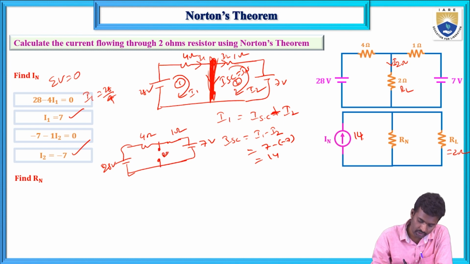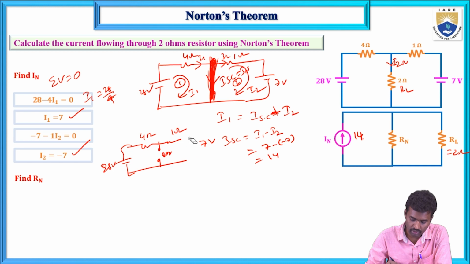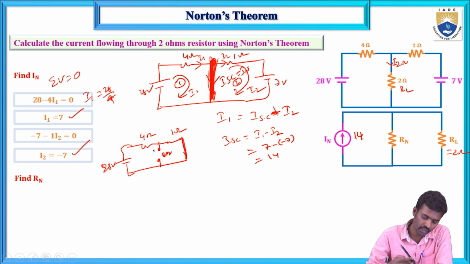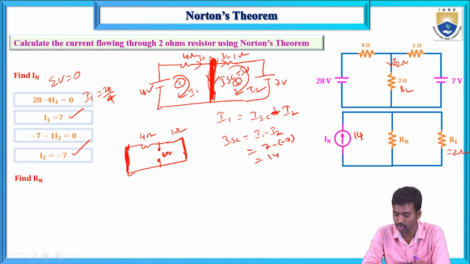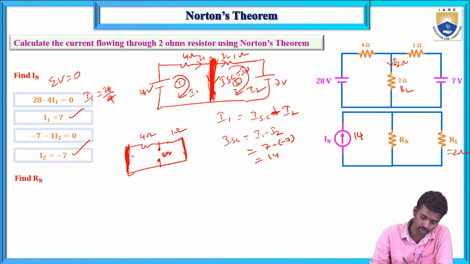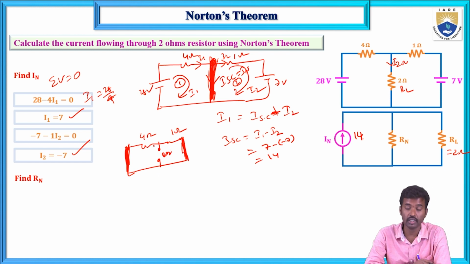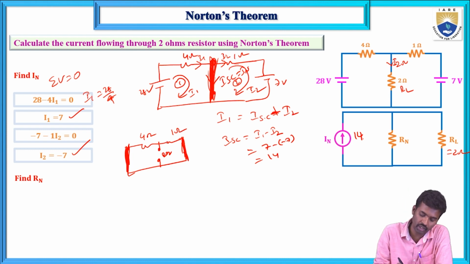Remove the load resistance, replace the voltage sources by short circuits and the current sources by open circuits. Here there is no current source, only two voltage sources, and these are replaced by short circuits. Remove the load resistance and calculate the R equivalent. So how do you calculate this R equivalent value for this circuit? The 4 and 1 are connected in parallel, not in series.